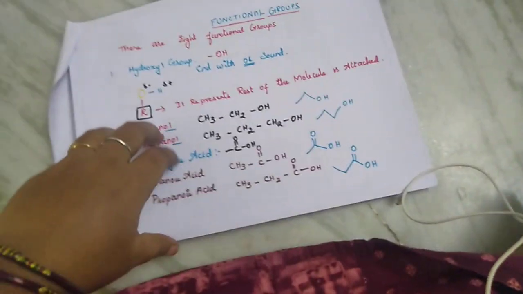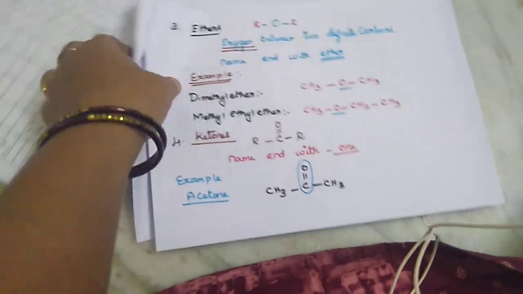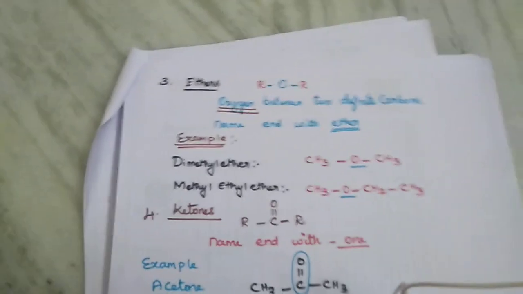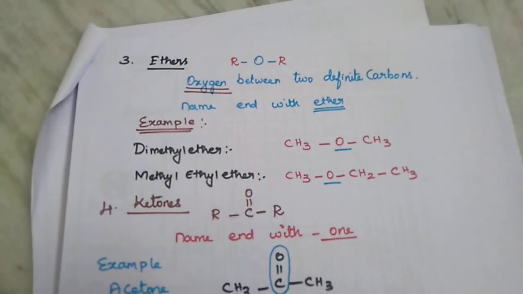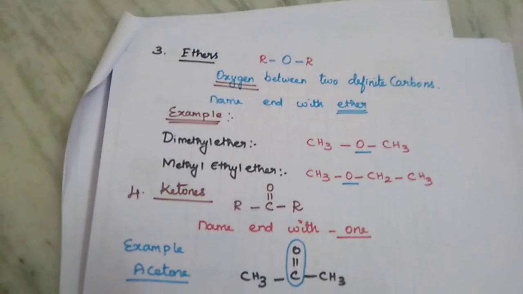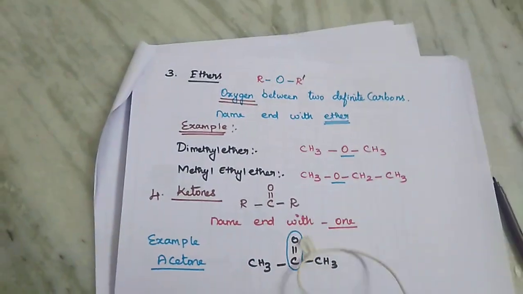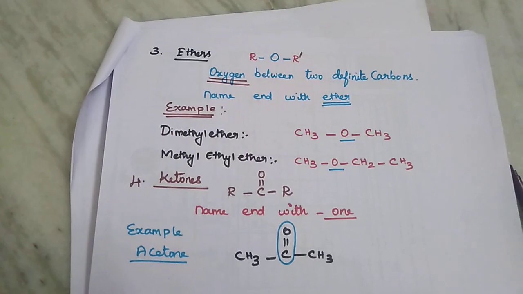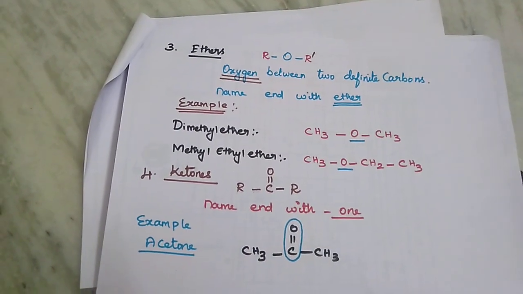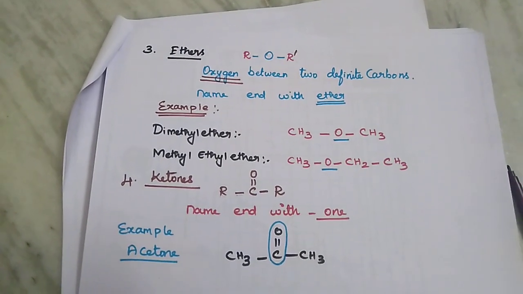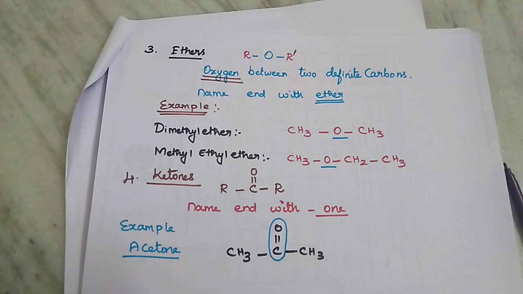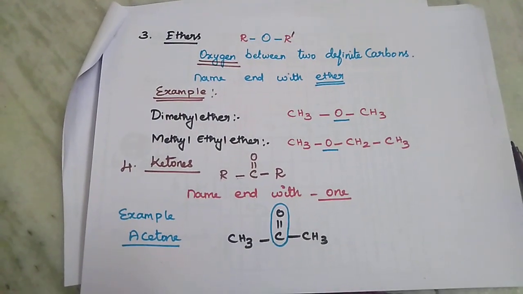The third one, ethers. The formula of ether is ROR'. I forgot to write that, ROR'. So oxygen is between 2 carbons. The 2 R groups represent alkyl or aryl groups. Aryl group and alkyl group are nothing but carbon. The name ends with ether. So I write an example, dimethyl ether.